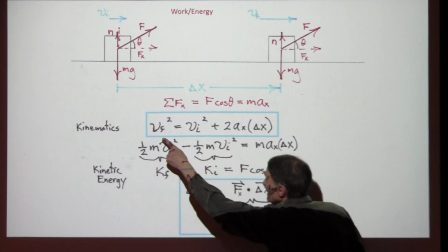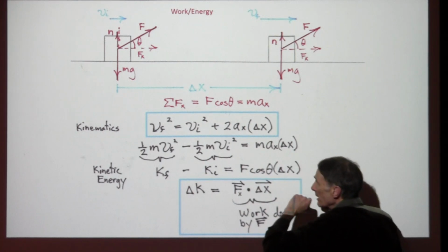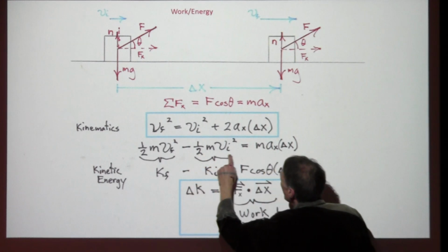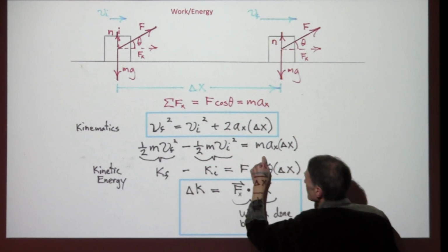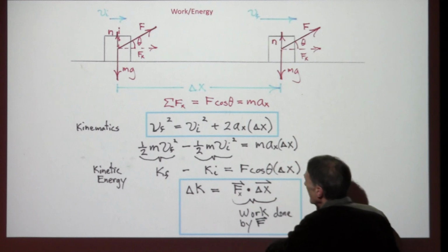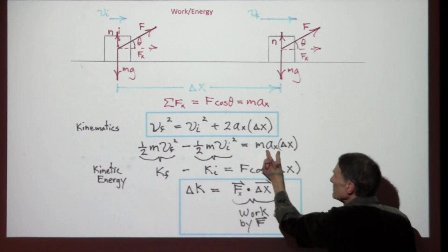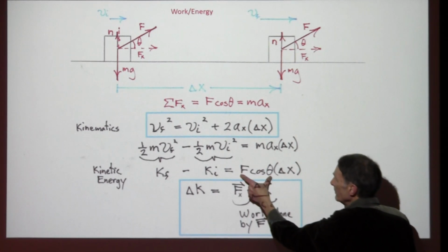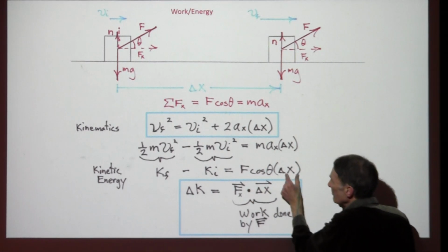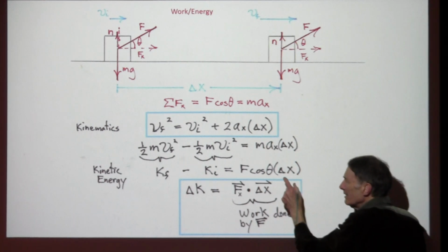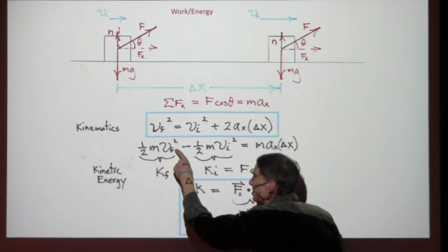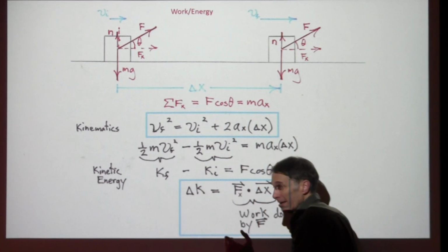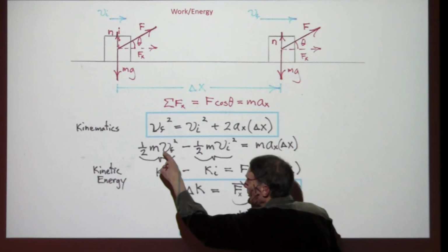And let me just take this kinematic equation and multiply through by 1/2 m, and the 2 cancels with the 1/2, and we just have m times a_x. Mass times the acceleration in the x, that should be the force on it, F cosine theta, times delta x. And these two terms, 1/2 mv squared, what do we call these? That's the kinetic energy.